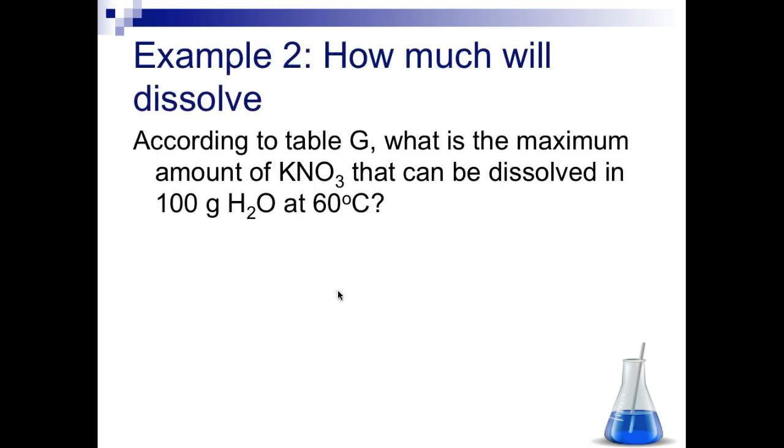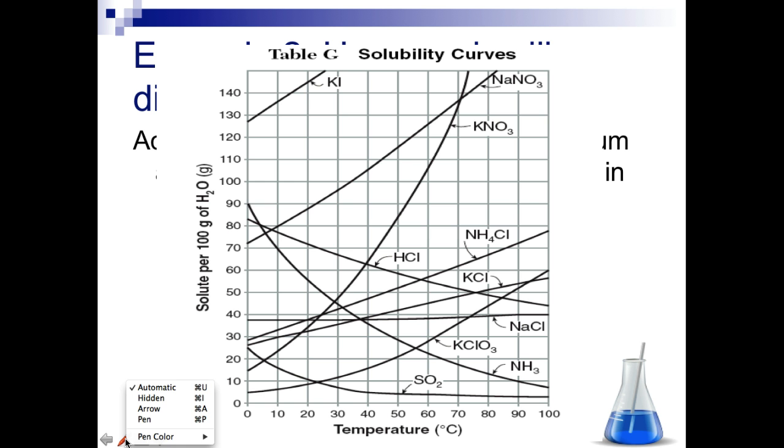Okay, let's look at the next one. How much will dissolve? According to table G, what is the maximum amount of KNO3 that can be dissolved in 100 grams of H2O at 60 degrees Celsius? So we're going to look at KNO3 and 60 degrees Celsius. Here we go. 60 degrees Celsius is right here, and our KNO3 line is right here. So we're going to start off at 60 degrees Celsius and go all the way up to KNO3, which is right here, and then we're going to go over. That value right there is about halfway, so it'll be 105 grams can dissolve to make a saturated KNO3 solution.